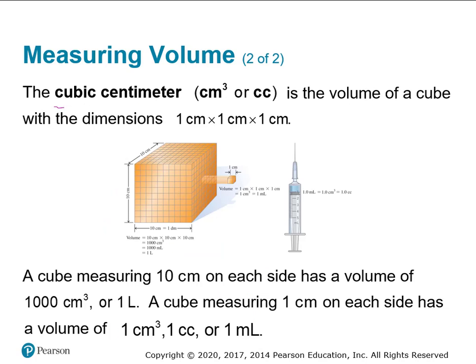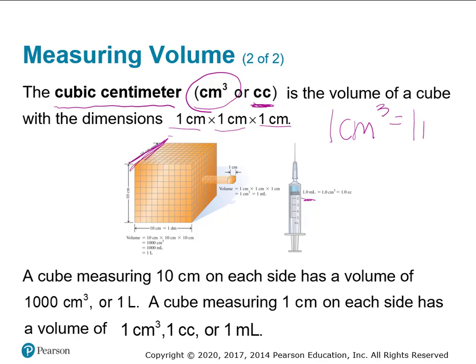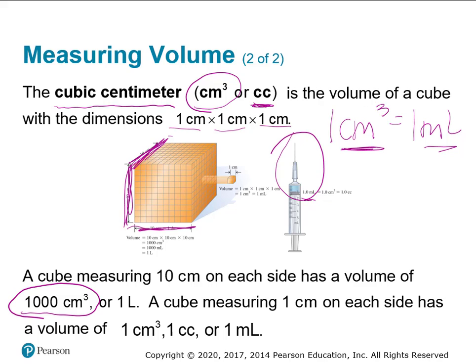Another way to measure volume is by the cubic centimeter, or cm3, or sometimes it's written as cc's. It's the volume of the cube with the dimension 1 centimeter by 1 centimeter by 1 centimeter. So this is a centimeter, so length times width times height is how we would get cubic centimeters. Or 1 cubic centimeter is equal to 1 milliliter. So a centimeter cubed is equal to a milliliter. This is the same volume. And in this cube shape, 10 centimeters by 10 centimeters by 10 centimeters, 10 times 10 times 10 would give me 1,000 cubic centimeters. And 1,000 cubic centimeters is equal to 1 liter.